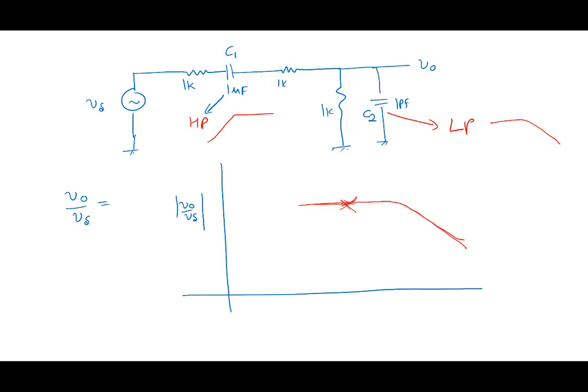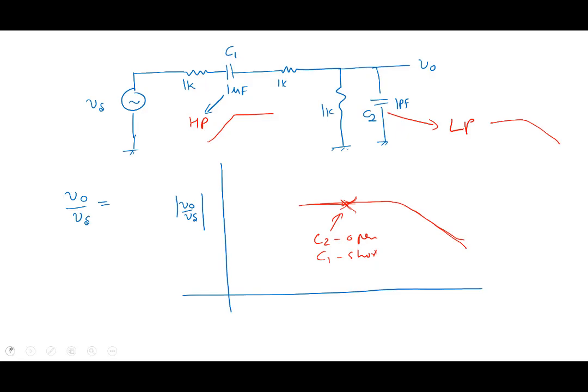What do you think C2 is behaving as? In this region, C2 is behaving as an open circuit, and C1 is behaving as? C1 is behaving correctly. So C2 is open and C1 is short.